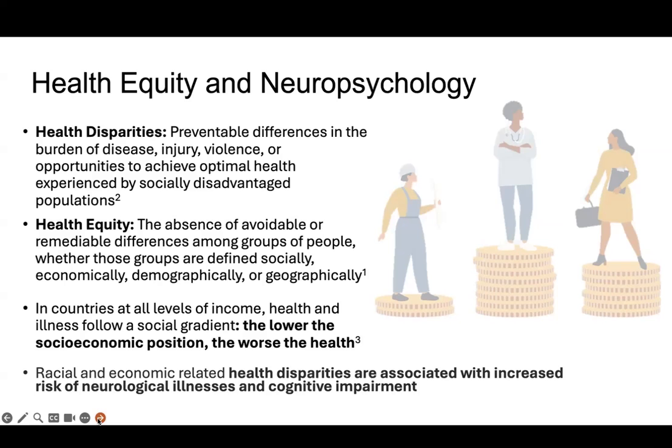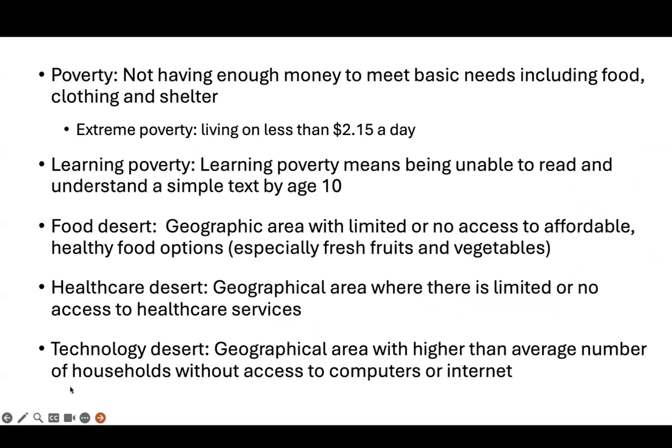In all countries, we see a similar pattern of health and illness: the lower someone is in socioeconomic position, the worse their health outcomes are. This is particularly important to neuropsychology, as racial and economic related health disparities are associated with increased risk of neurological illness and worse outcomes, as well as increased risk of cognitive impairment.